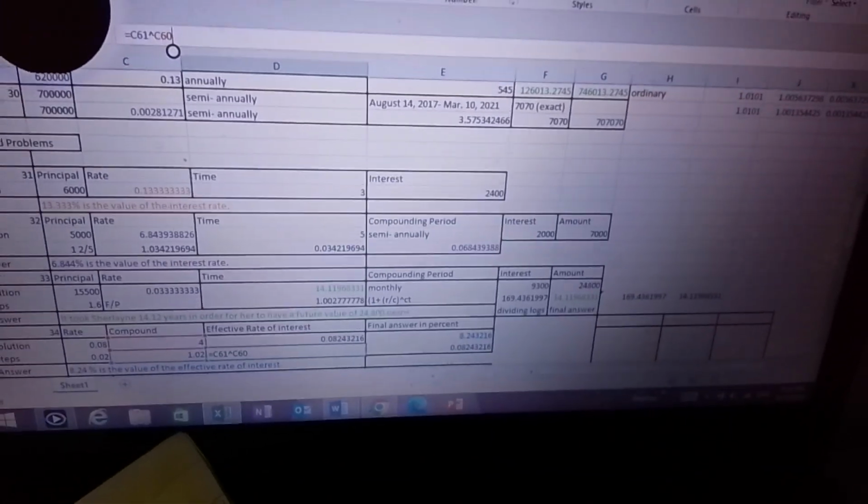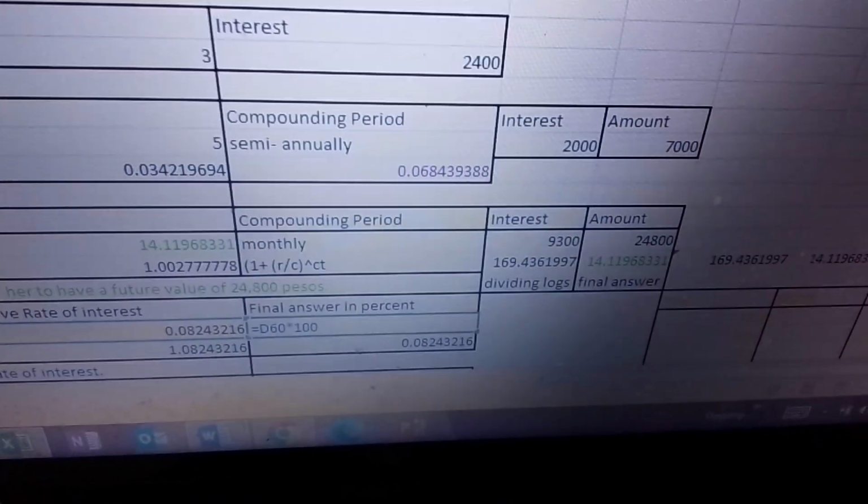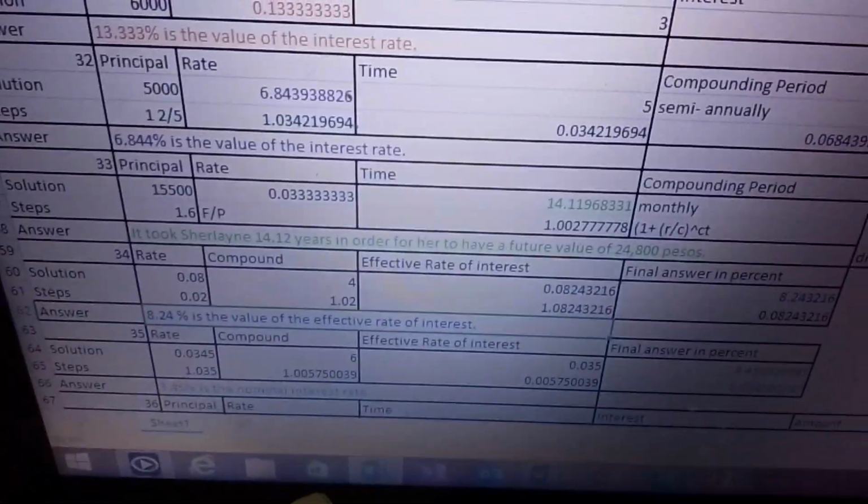C power. Di ba? The C power. And then, minus 1 based on my answer that I get here, to give me this answer. And then, this one, because it's in percent, I multiplied it by 100 at yun nga. That is my answer. My answer is supposed to be 8.24. So therefore, 8.24% is the value of the effective rate of interest. Madali lang yan. Next, number 5.